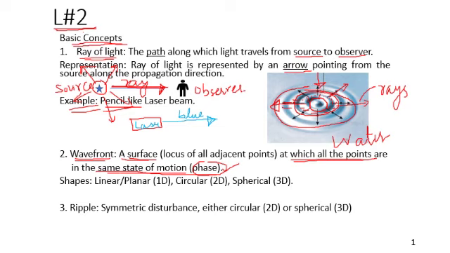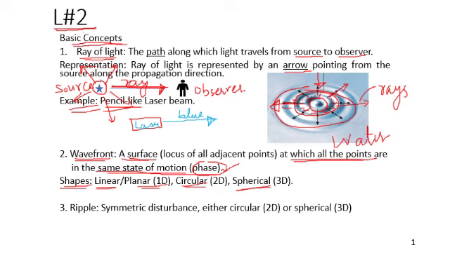What will be the shape of wavefronts? Wavefronts can be linear or planar in the one-dimensional case. They can be circular in the two-dimensional case, just like here in the case of water waves. The disturbance is two-dimensional, and these wavefronts are circular. And in case of three-dimensional emanation or production of waves, they will be three-dimensional spherical.